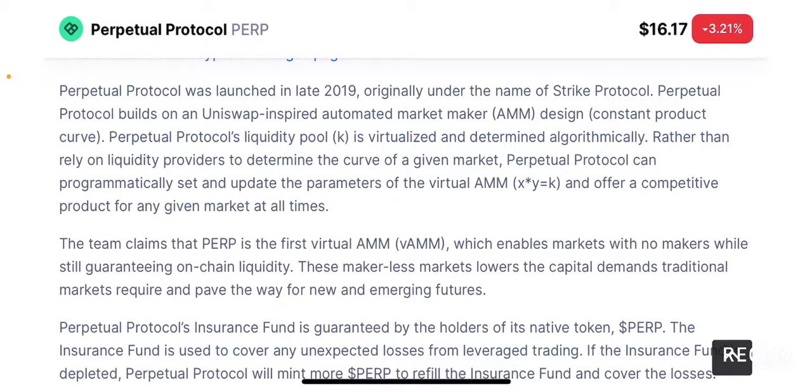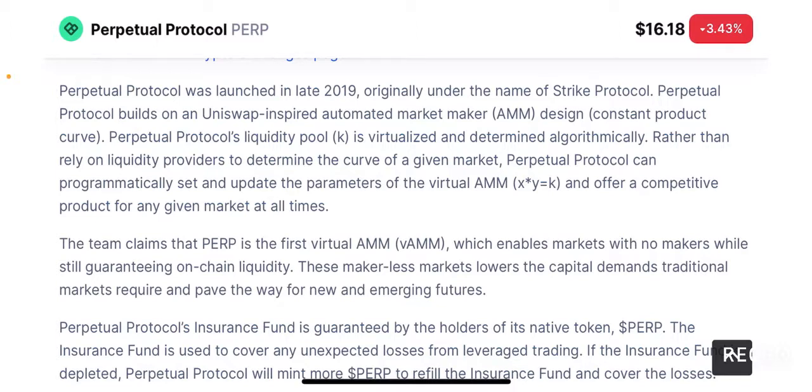Perpetual Protocol can programmatically set and update parameters of the virtual AMM. So again, instead of relying on the liquidity provider, they've used an equation called x times y equals k, where k stands for liquidity pool. They've used this algorithmic and virtual equation to create liquidity on their protocol, right? And this also provides a competitive product for any given market at all times.